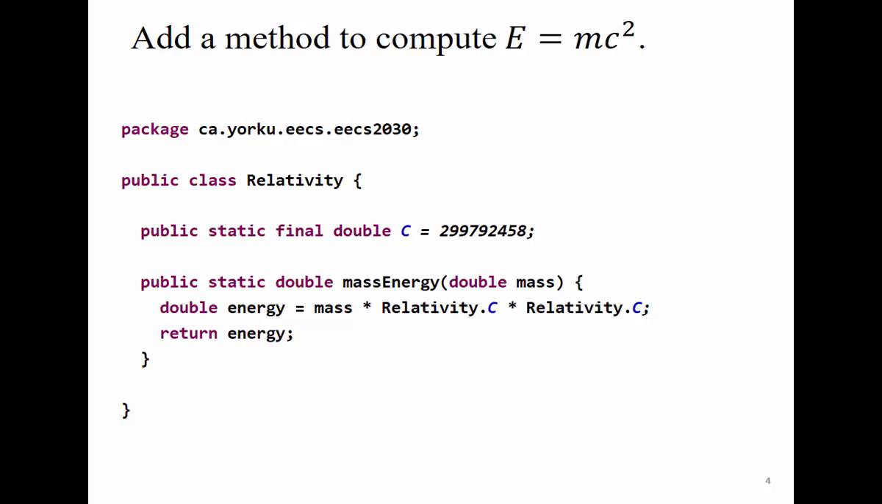Yes, that's true. We can still create an object from this Relativity class, even though we're not explicitly providing a constructor to do this task for us. Why? Because Java is going to give us a default constructor. The default constructor is a no-argument constructor, and its name is the same as the name of the class. So this is one of the things we're going to take care of today.